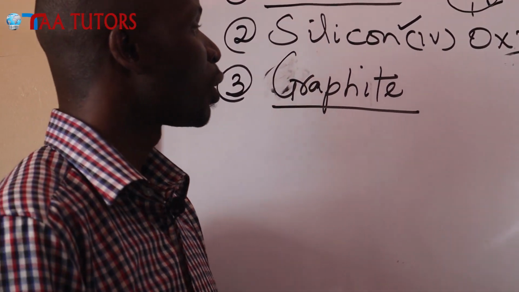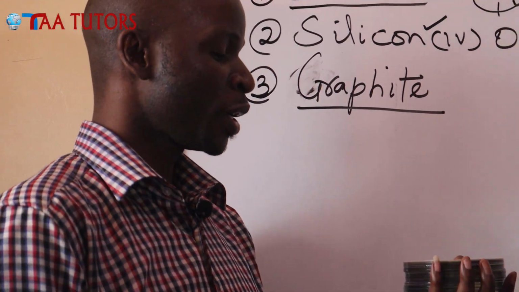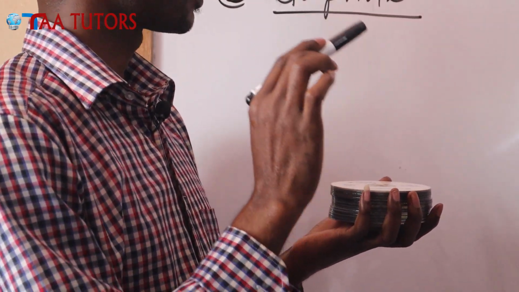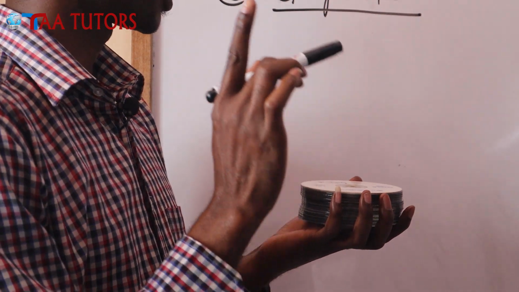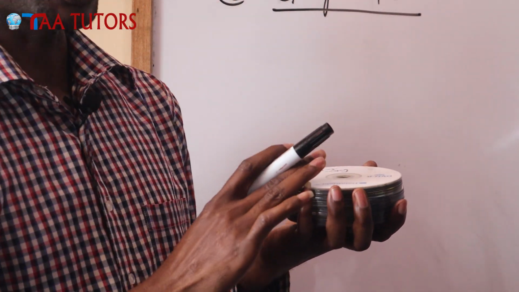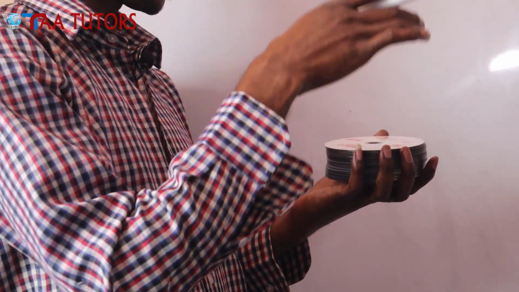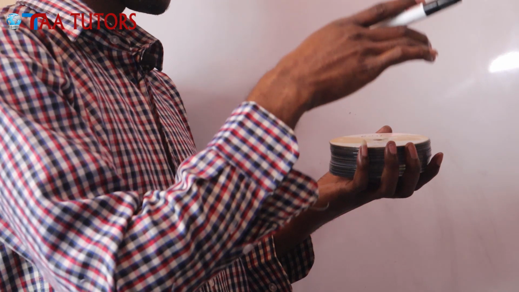The properties of graphite you need to know: it conducts electricity. Why? There's one delocalized electron. Only 3 electrons are used in bonding. One is delocalized, being able to carry electric charge. The second property, it is soft. Soft, why? Because the layers are held by a very weak force of attraction.